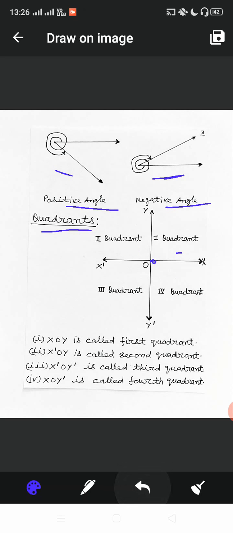First, XOY is called first quadrant. Second, X dash OY is called second quadrant. Third, X dash OY dash is called third quadrant. Fourth, XOY dash is called fourth quadrant.